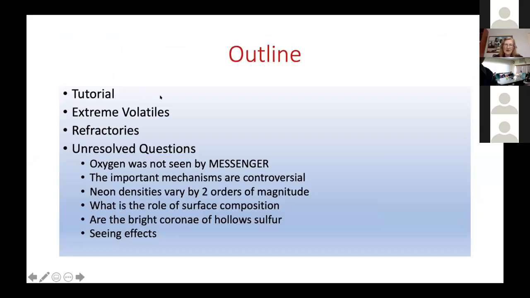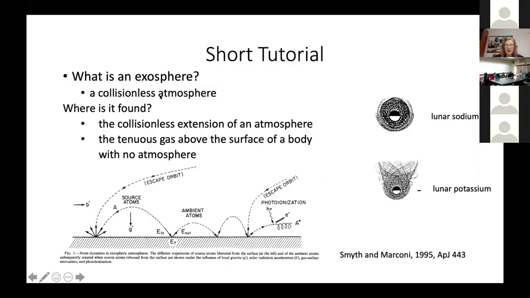Why we didn't see oxygen by MESSENGER, important mechanisms are controversial. The neon densities that were reported vary by 2 orders of magnitude. What's the role of surface composition? What are the bright coronae about hollows? Is there sulfur? And I'm going to talk about some seeing effects on ground-based observations.